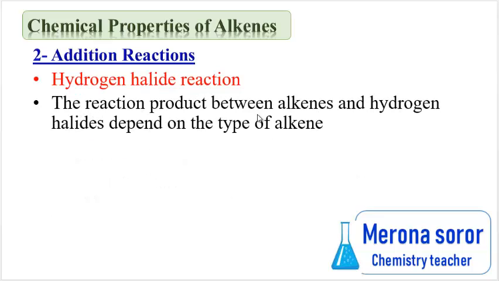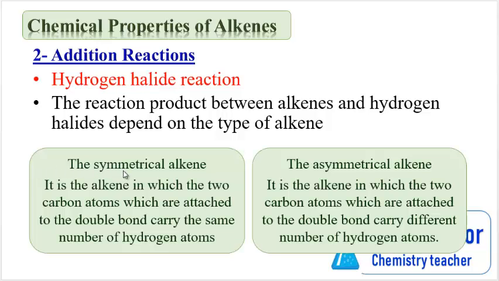The reaction product between alkenes and the hydrogen halide depends on the type of alkene. There are two types of alkenes. Number 1, the symmetrical alkenes: it is the alkene in which the two carbon atoms attached to the double bond carry the same number of hydrogen atoms. The asymmetric alkene is the alkene in which the two carbon atoms attached to the double bond carry a different number of hydrogen atoms.